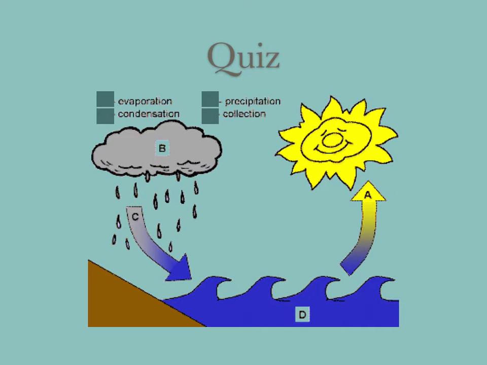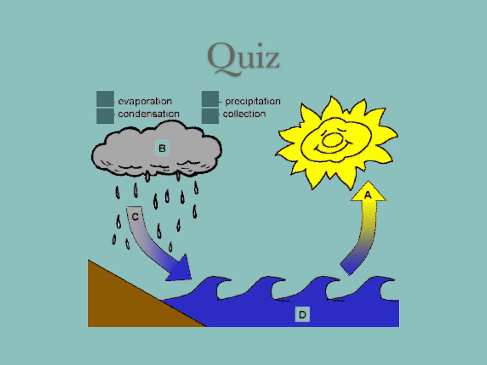What is letter B representing? If you said condensation, you are right. The cloud is formed in the sky. What is letter C representing? If you said precipitation, you are right. The cloud was too heavy and is releasing the rain back to Earth.